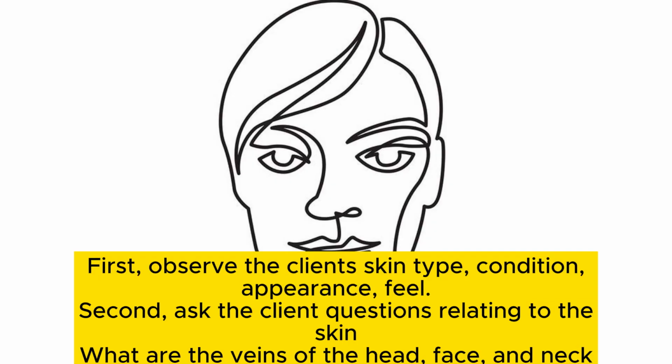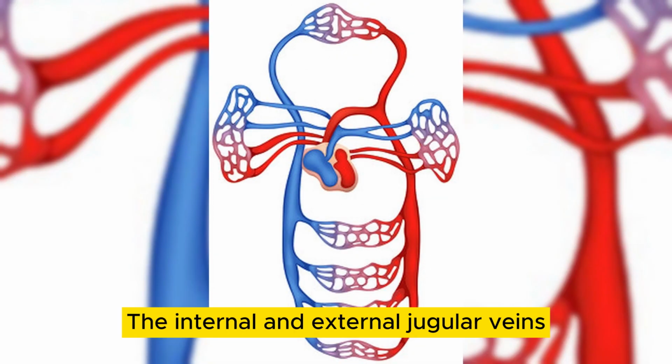What should you do when consulting a client for a facial treatment? First, observe the client's skin type, condition, appearance, feel. Second, ask the client questions relating to the skin. What are the veins of the head, face, and neck called? The internal and external jugular veins.